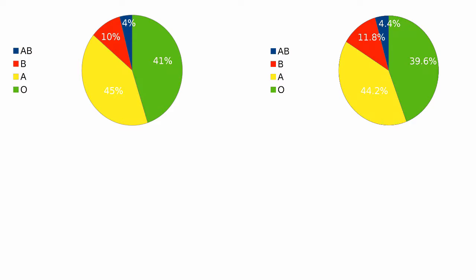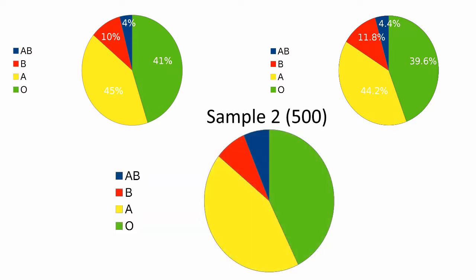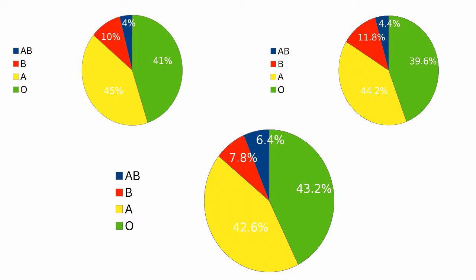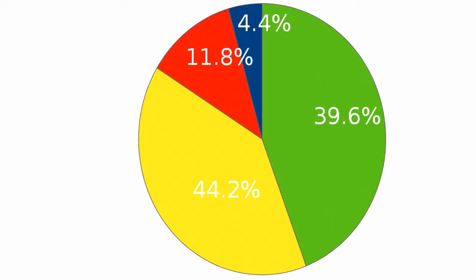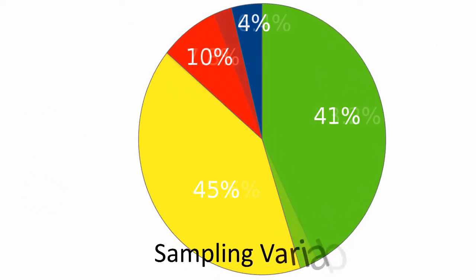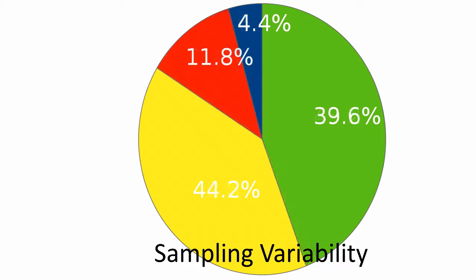Yet another random sample of 500 individuals reveals results that are slightly different from the population figures and also from what we got in the first sample. This very intuitive idea that sample results change from sample to sample is called sampling variability.